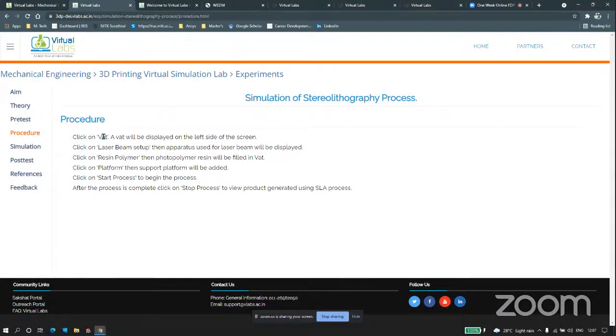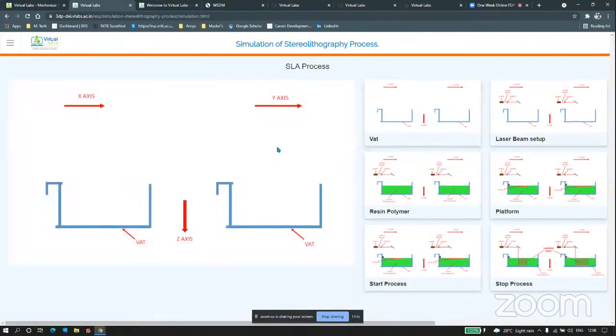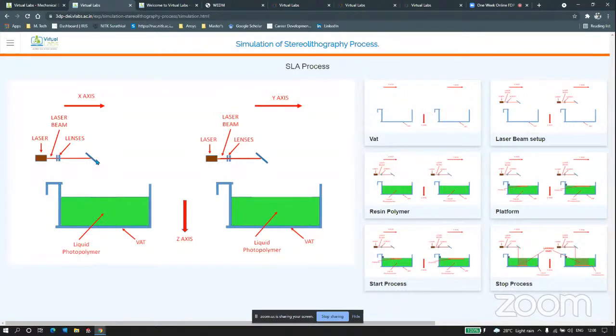So here you will get how to conduct the simulation, and then I'll move on to the simulation part. So here on clicking you'll get the axis in the SLA process. You'll be having a container and then the laser beam setup. So the laser beam will coincide on the contact lenses, so it will fuse the material, that is resin. Then the liquid photopolymer, that is resin, will be in the container. Then it will be having a platform.